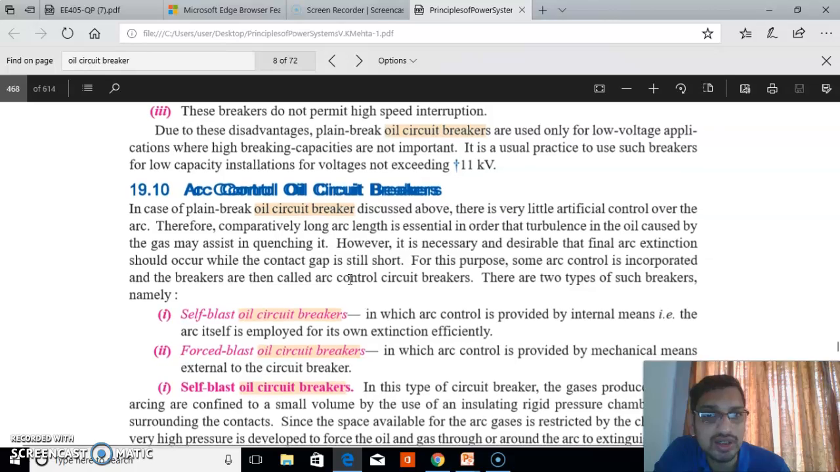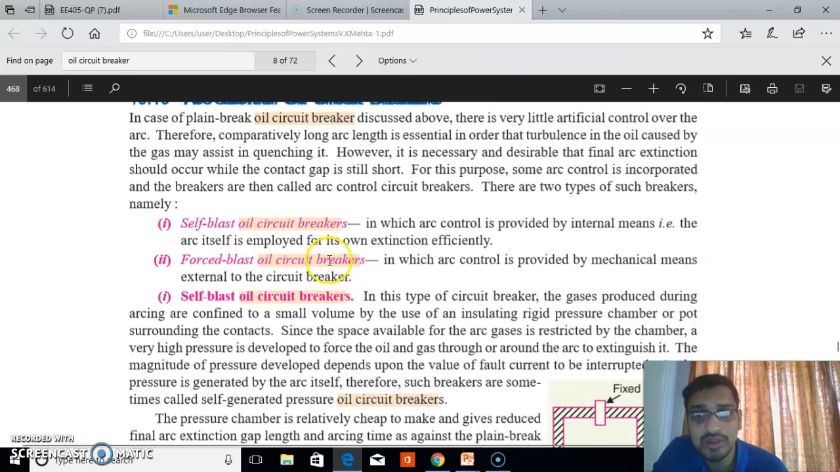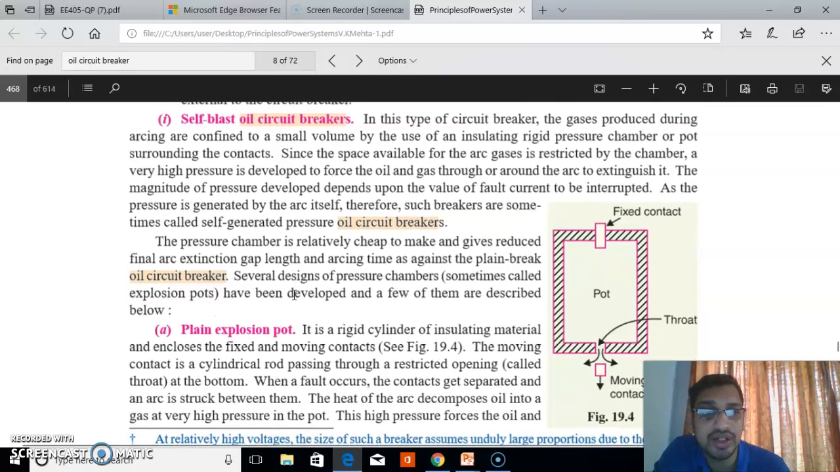The arc control oil circuit breaker is again classified into two: self blast oil circuit breaker and forced blast oil circuit breaker. First I will explain the self blast oil circuit breaker.